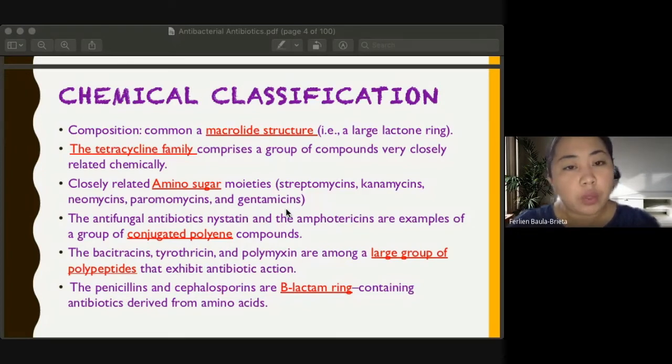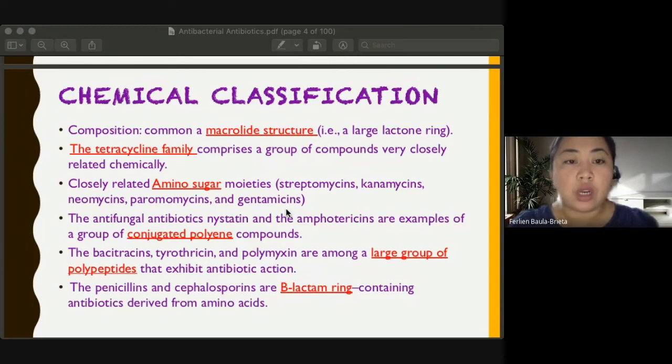One common thing that was discovered in chemical classification is the presence of the macrolide structure. There are a lot of drugs that have a macrolide structure in their component, for example, a large lactone ring. Another is conjugated cyclic components, specifically four conjugated rings. We have the family of tetracyclines. And then we have also the presence of amino sugar.